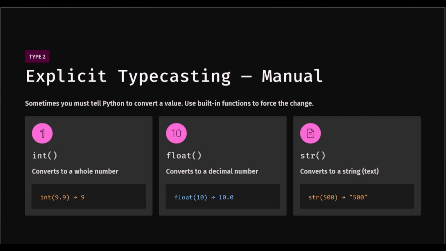This does the opposite by converting a whole number into a decimal. For example, if you pass the number 10 through this function, it becomes 10.0. This is very useful when you need high precision for your calculations.